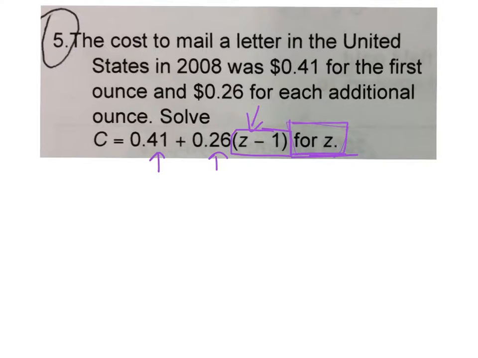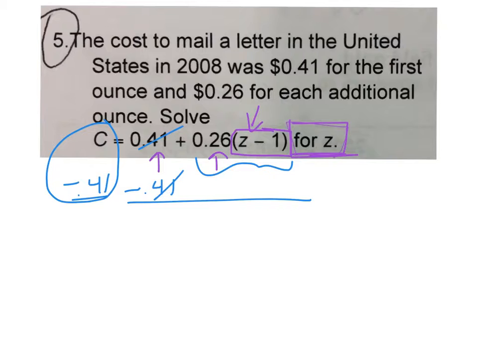Now, if you've noticed, these two things are paired together. So that means I got to get rid of the 41 cents first. So 41 cents is positive, so I'm going to subtract 41 cents from both sides. The 41 cents is gone. Write this as one term. So C minus 0.41 equals 0.26 times Z minus 1.